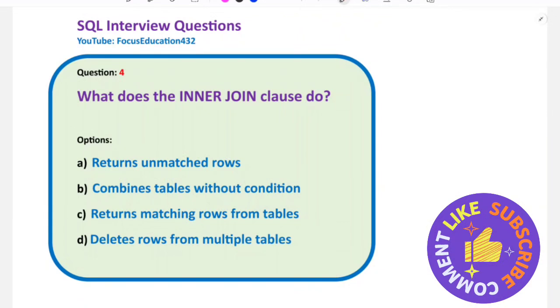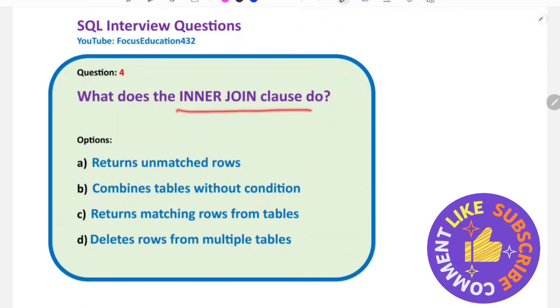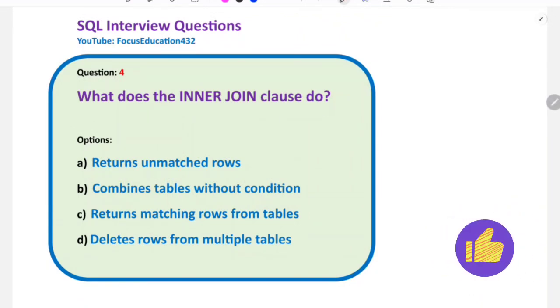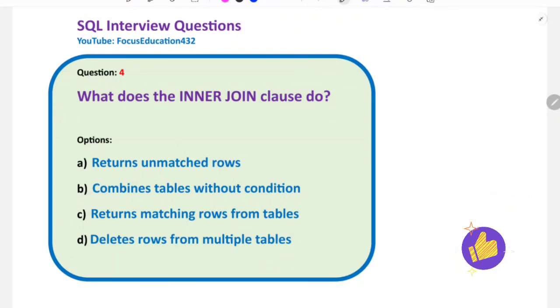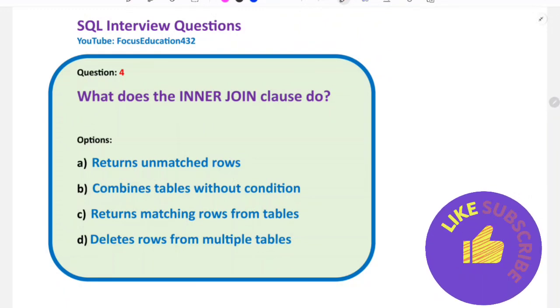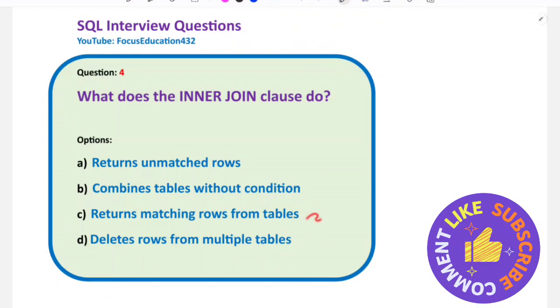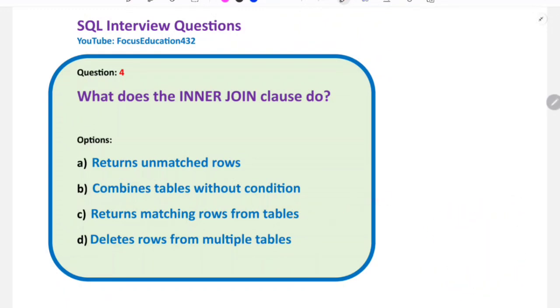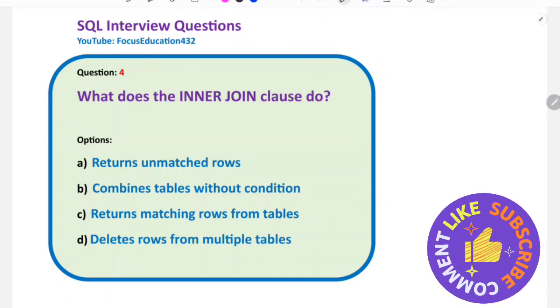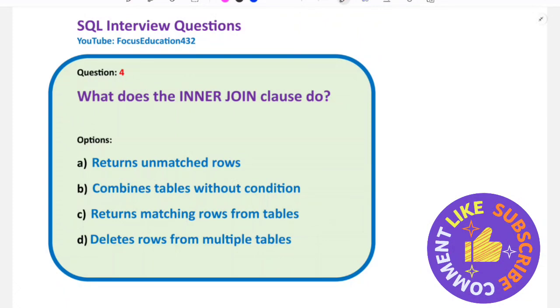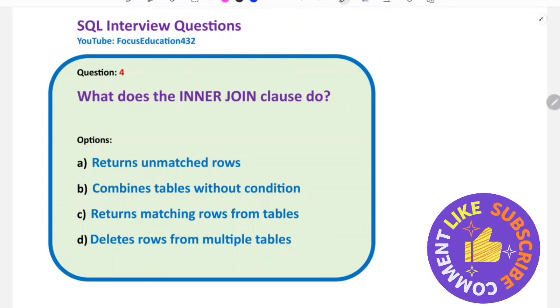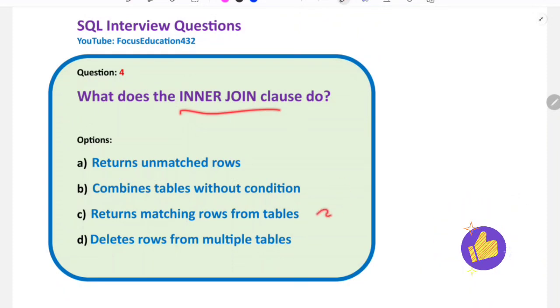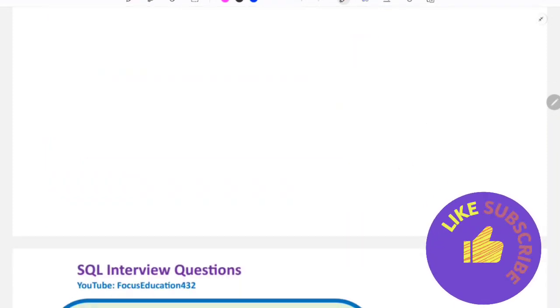Next question. What does the inner join clause do? In the query, if we write inner join, what will it do? And the correct answer is returns matching rows from the tables. That means if you have two tables, based on the inner join condition, the records or rows are matched and the selected rows will be displayed. So inner join is used to return matching rows from the tables.